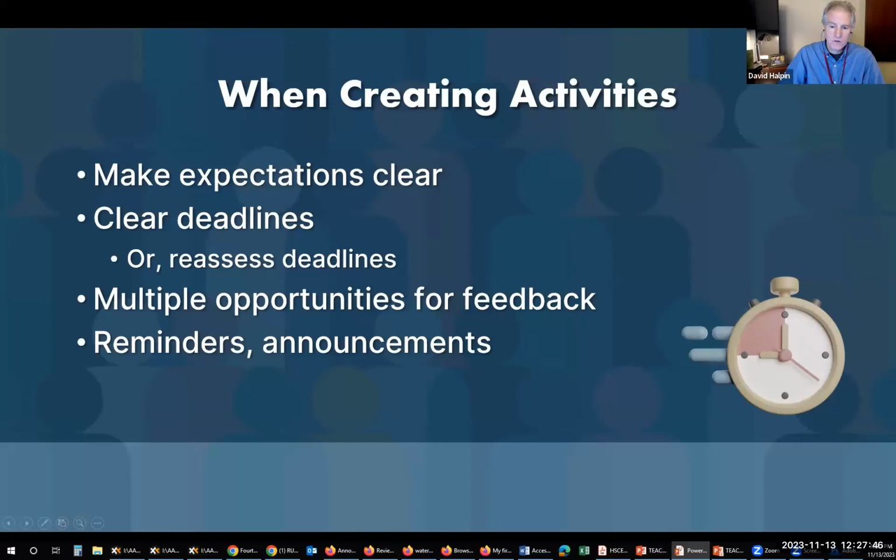Another thing is to build in multiple opportunities for you to provide your learners with feedback. I call these mileposts or check-ins. It shows the learners that you care and gives you an opportunity to see how they're doing. Other things include sending frequent reminders and announcements. And again, remember, by doing these things, you're not hurting anyone. None of your learners are being excluded by making efforts to include everyone.